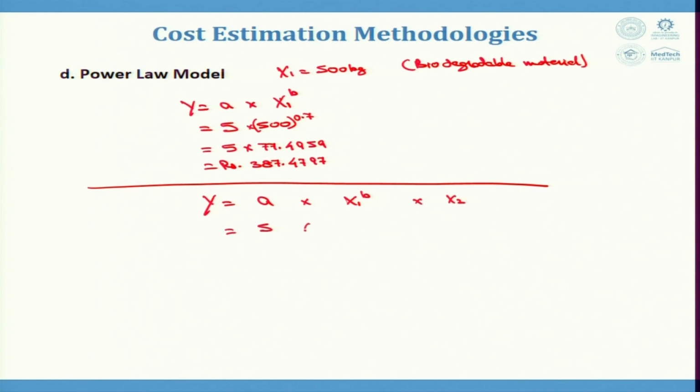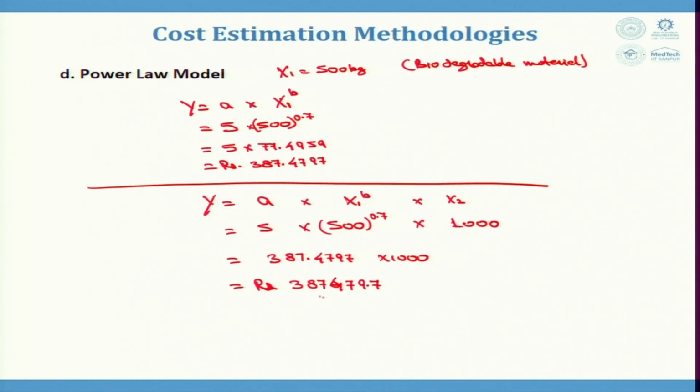This is equal to 5 into 500 power 0.7 into 1000. This becomes again 387.4797 into 1000. This is why I took the 4 places of decimal, because this was to be multiplied by 1000 in the second case, 479.7. So, this is equal to 3,87,479 or maybe 480 rupees.